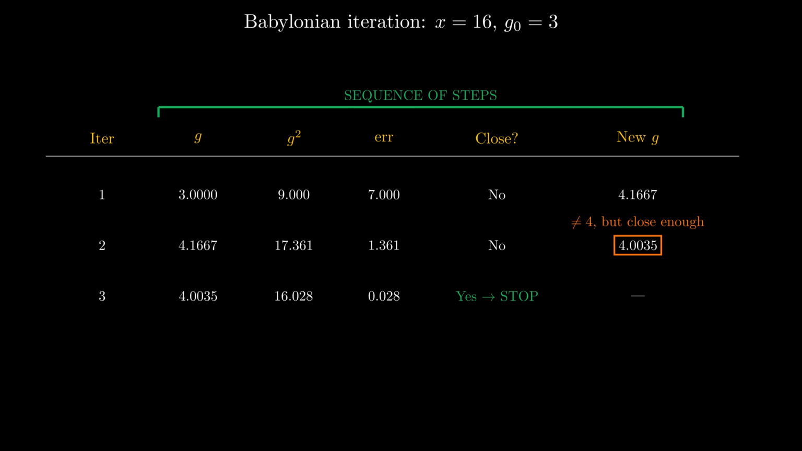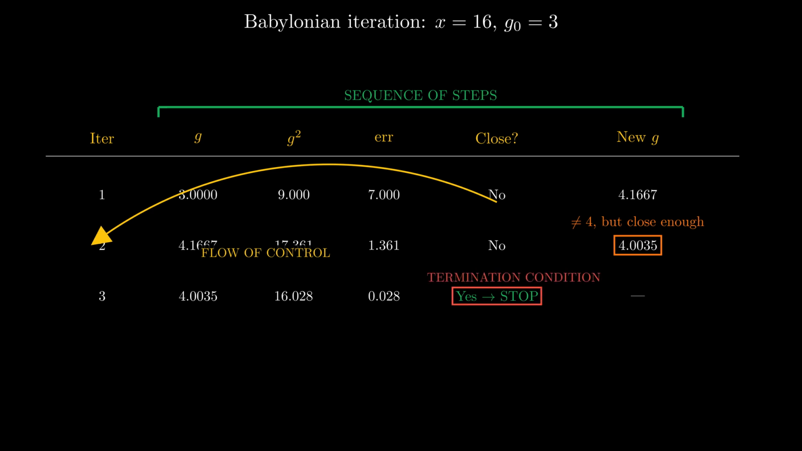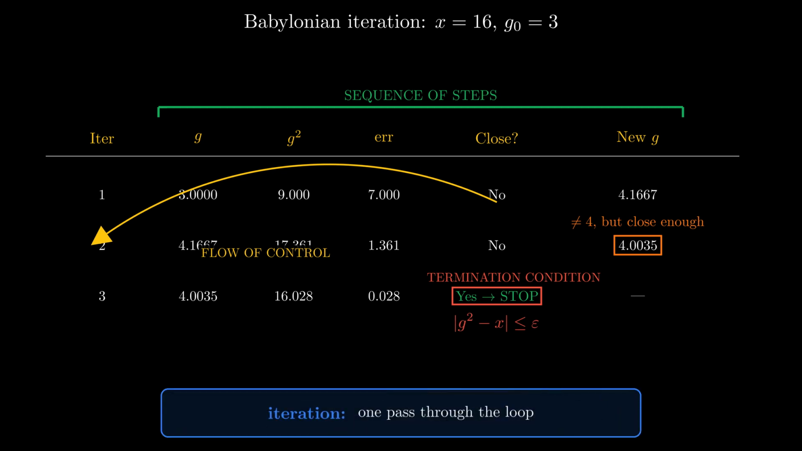The sequence of steps. Guess, square it, refine. The flow of control, the if not close enough, otherwise stop decision that loops us back. The termination condition, the absolute value of guess squared minus x being at most epsilon. Each iteration is one pass through the recipe. We did 3 iterations and the loop stopped exactly when the rule said to.